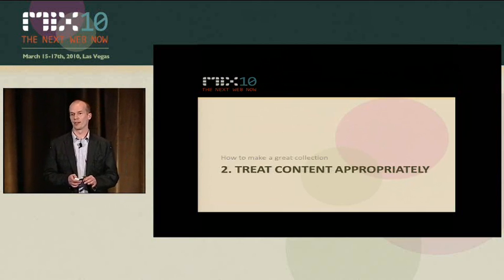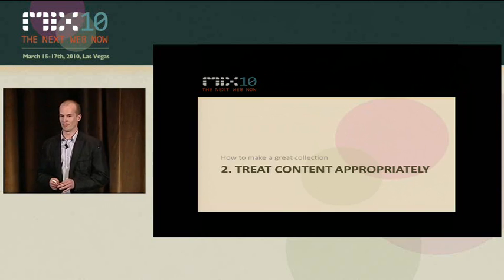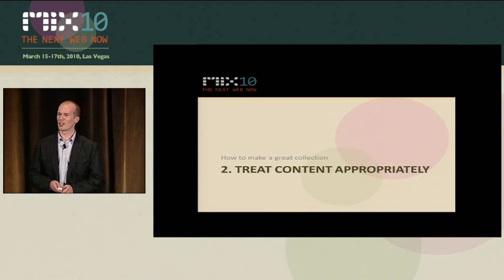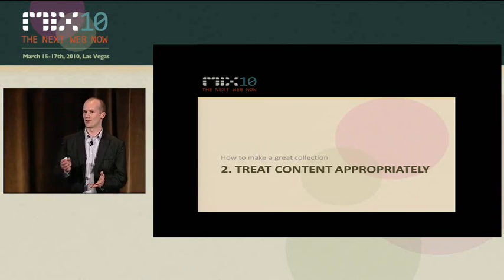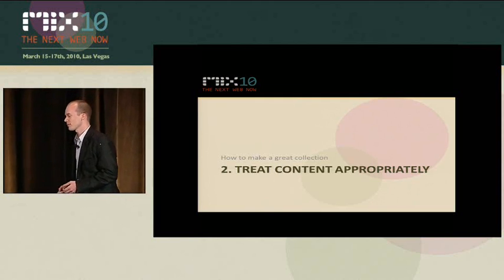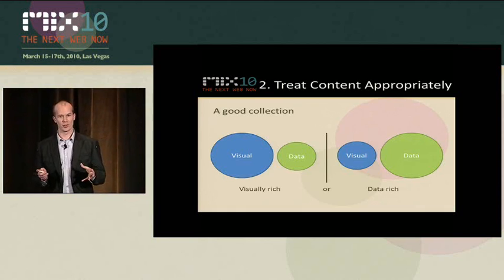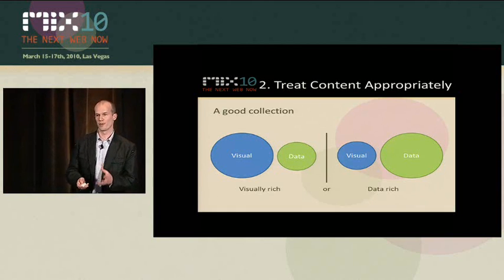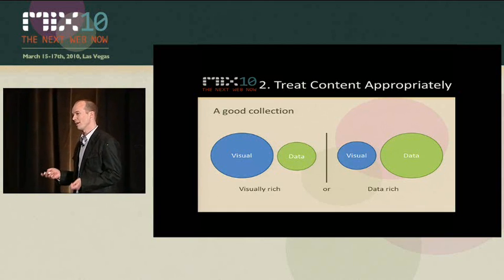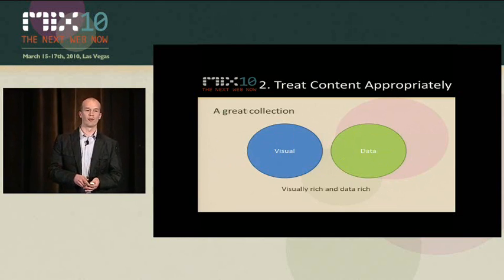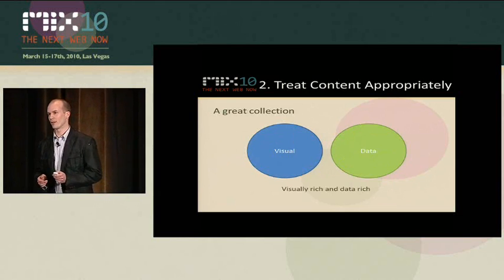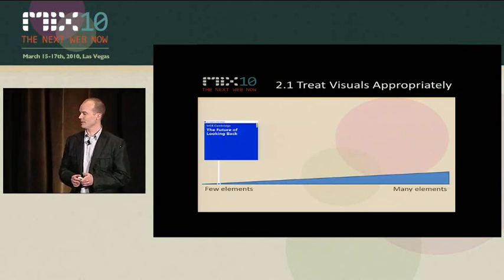Treating your content appropriately is, well, very appropriate. Content in Pivot breaks down into data or visuals. Now, if you want to make a good collection, you'll have a lot of visual content, maybe some data, or vice versa. But if you want to make a great collection, you want to have a lot of both. So let's talk about the visual part of it.